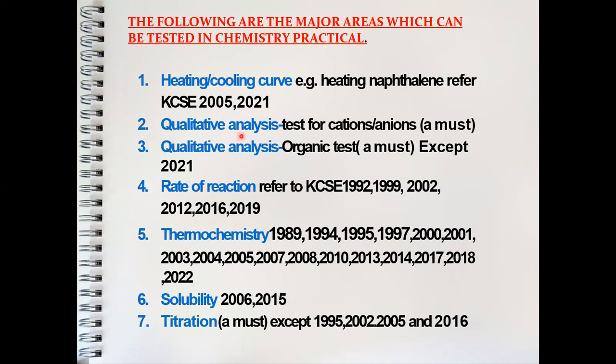The qualitative analysis, test for cations and anions. This one is a must. Qualitative analysis on organic chemistry, this one is a must, except for 2021, it was not there. To win this year, it must be.